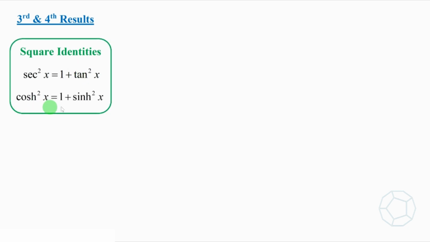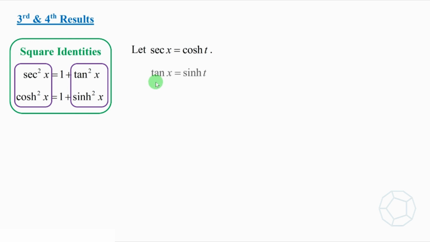Let's look at the square identities again. Secant square x is equal to 1 plus tangent square x, and hyperbolic cosine square x is equal to 1 plus hyperbolic sine square x. Compare the left-hand side, we let secant x is equal to hyperbolic cosine t. From the right-hand side of the identities, we have tangent x is equal to hyperbolic sine t. Differentiate both sides, it becomes secant square x dx is equal to hyperbolic cosine t dt.